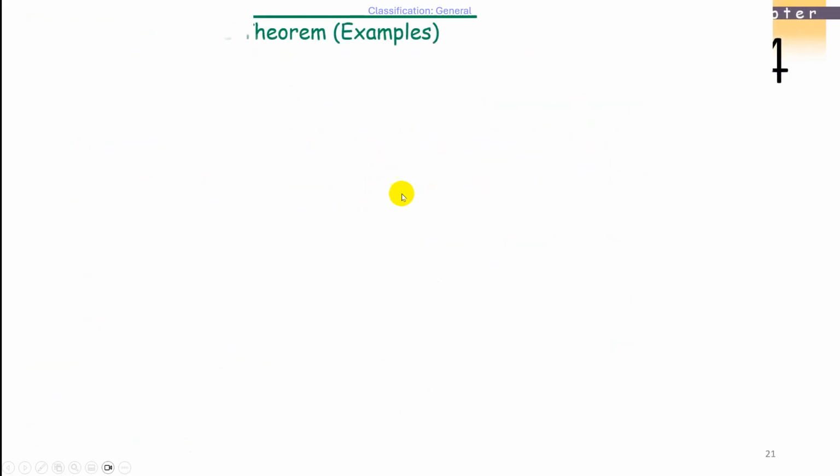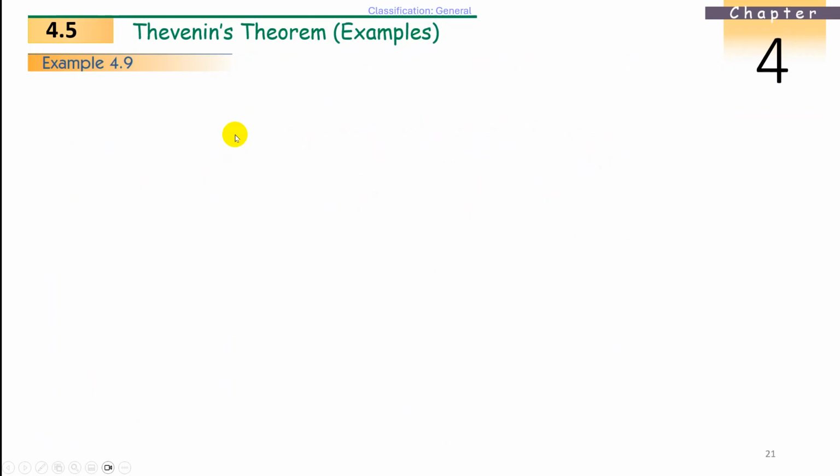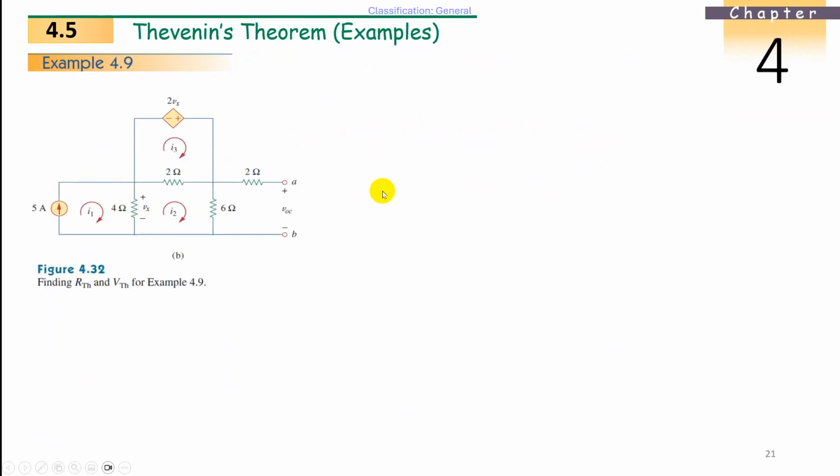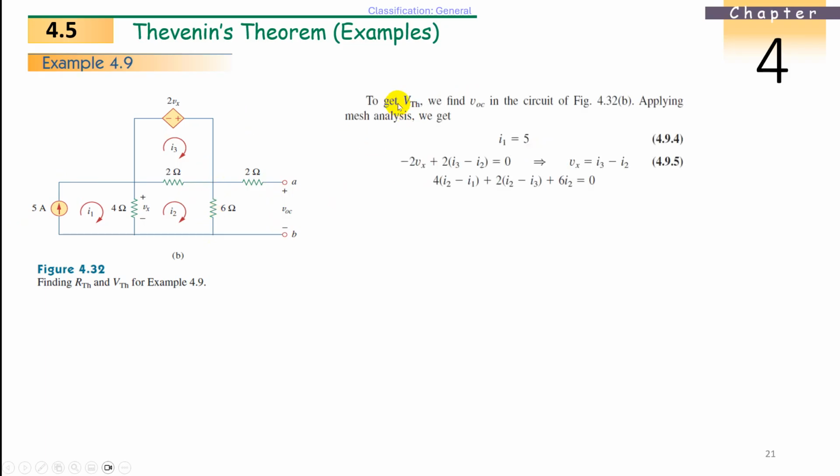Now what is VThevenin we have to find? For VThevenin we need the open circuit voltage VOC. To get VOC, keep back the original current source and any original independent sources, and just find the open circuit voltage VOC across this. The open circuit voltage across A and B is nothing but across the 6 ohm resistance. Let's see. To get VThevenin, we find VOC in the circuit.